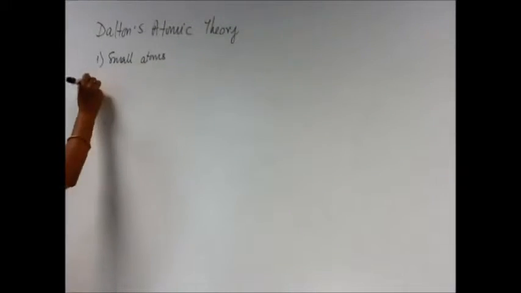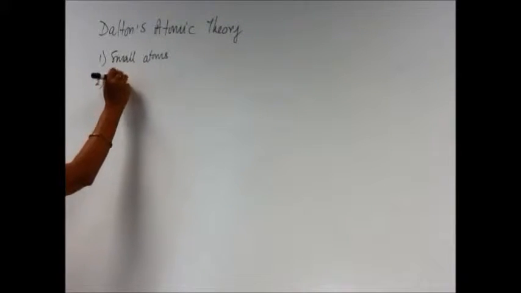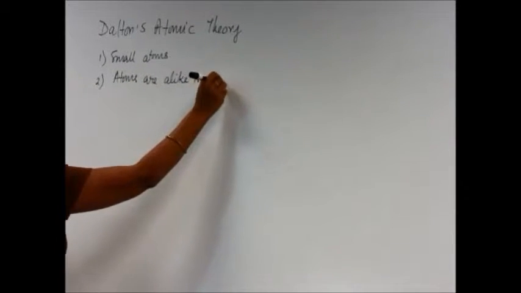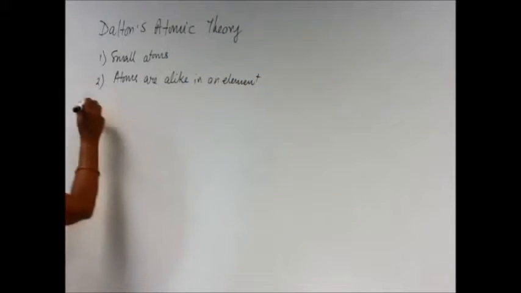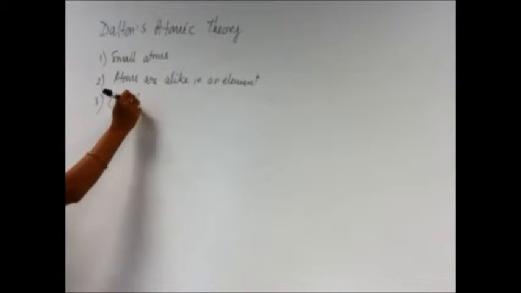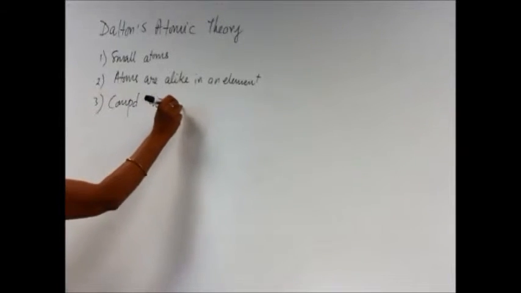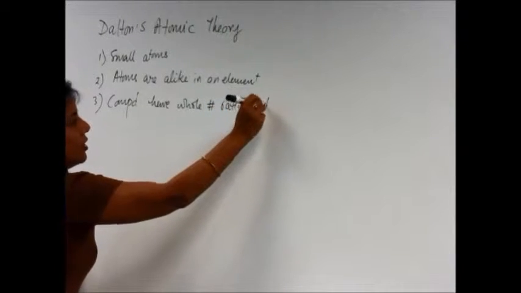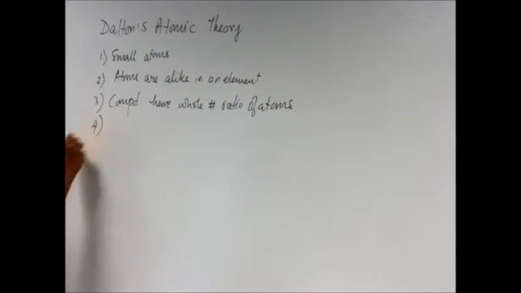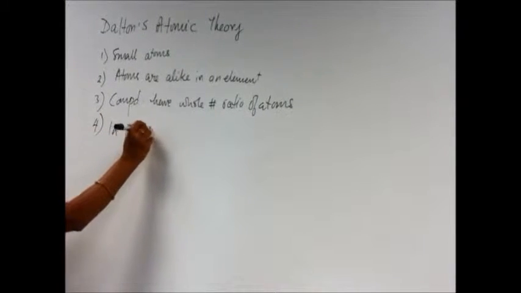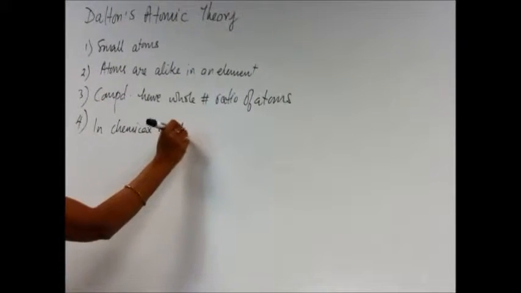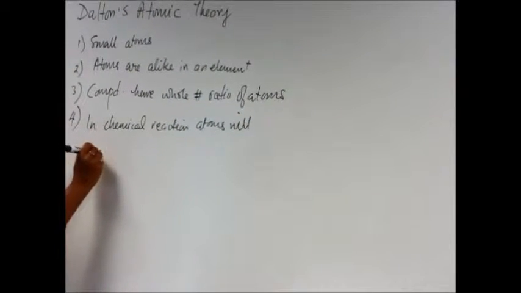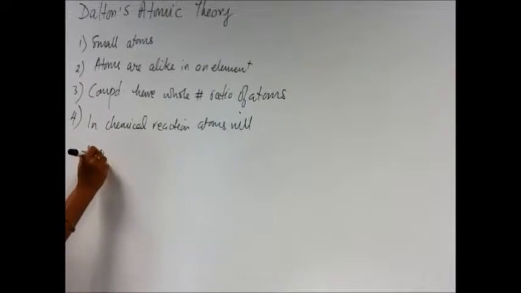Everything is made up of small atoms. Atoms are alike in an element. This is very brief. Compounds have whole number ratios of atoms, and 4, in a chemical reaction atoms will rearrange.